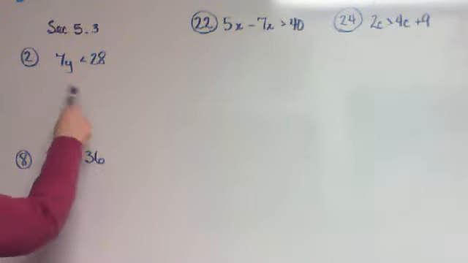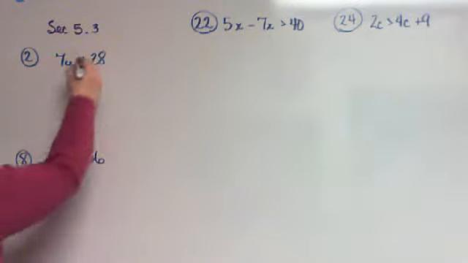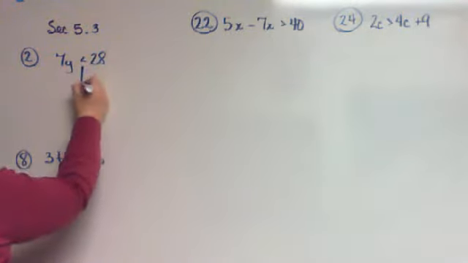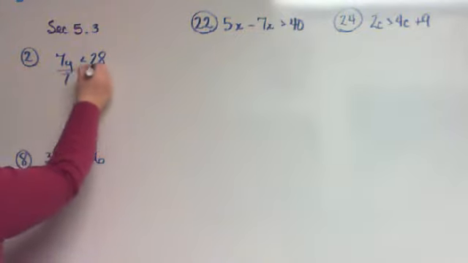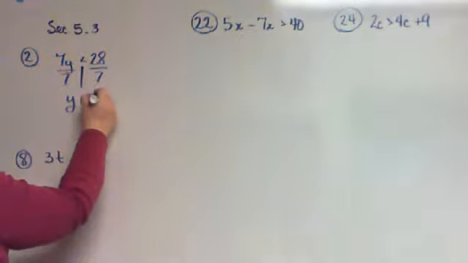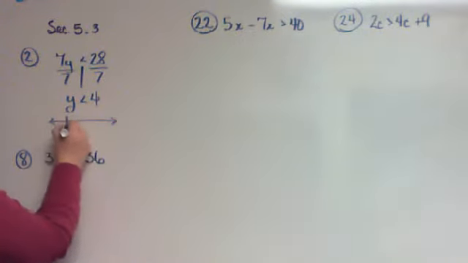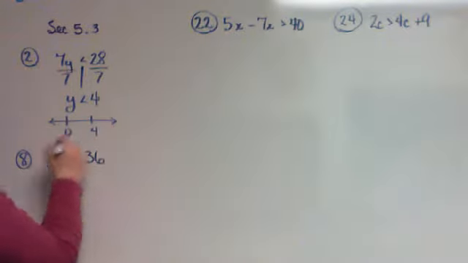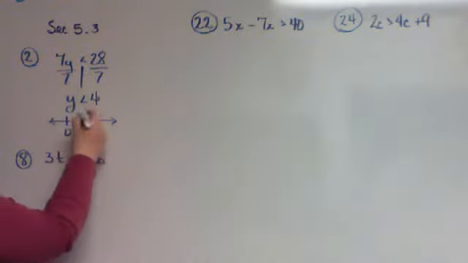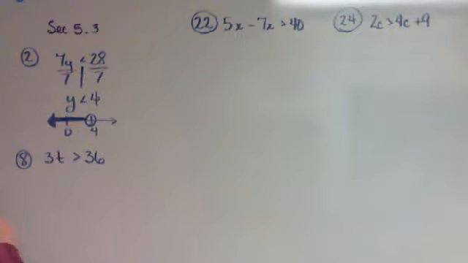So, for this problem right here, it is exactly the same. I'm going to draw my line just like before, divide both sides by 7, and you get y is less than 4. Still got my 0, still got my 4, open circle because it's not included, and I shade it this way. Just like before. Nothing has changed, nothing is different.